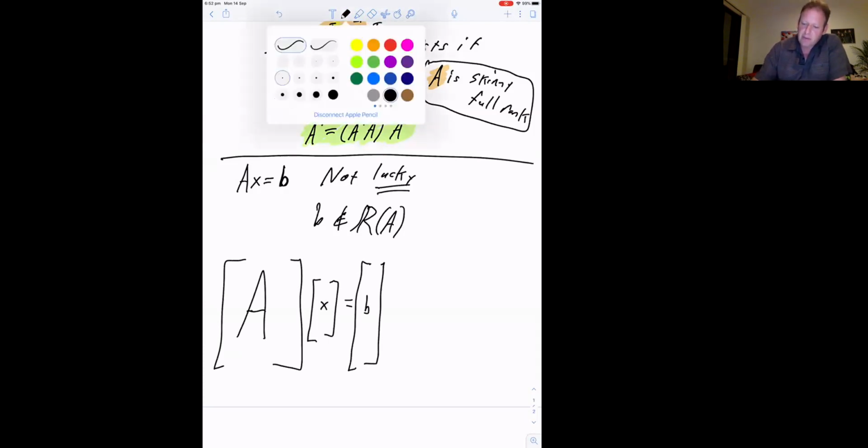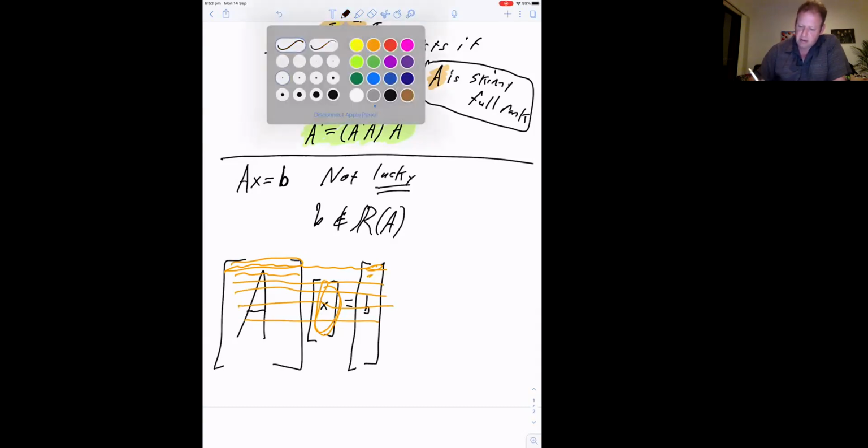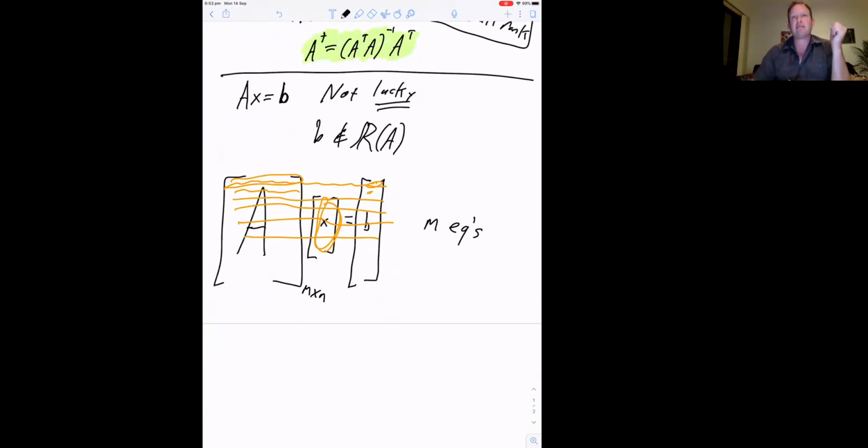Basically what we have here is an equation, right? This equation takes this A times this X equals this B. And this is a second equation, and this is a third equation. So how many equations do we have? A is M by N. We have M equations. And how many unknowns do we have? N unknowns. But M is greater than N. That's the skinniness of this guy. So the system is overdetermined.